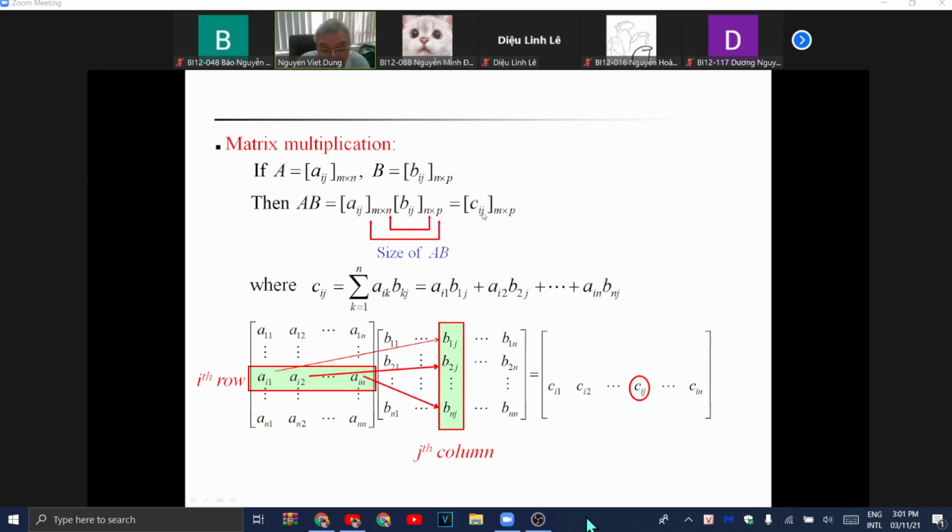And c_ij, the entry of the product, is given by a formula like that one. The formula is complicated, but if you look at the picture at the bottom of the slide on the screen now, you see it is not so difficult to remember. Also, if you look here, you will understand the requirement that the number of columns of A equals the number of rows of B, because of the formula here.